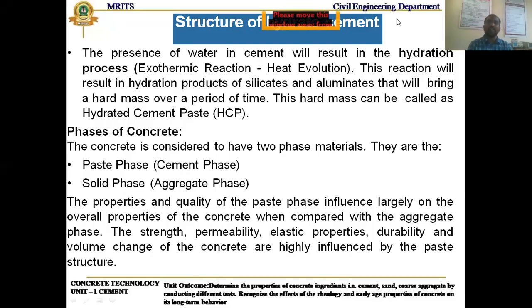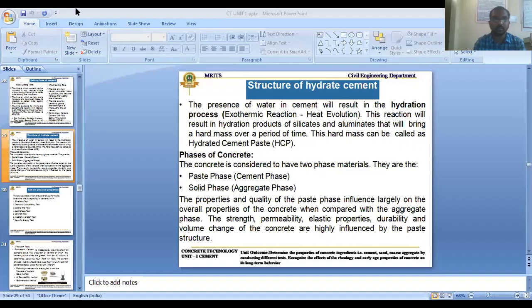So, the structure of hydrated cement. We were discussing the structure of hydrated cement. The presence of water, or the addition of water, in the cement results in the liberation of heat. That liberation of heat is an exothermic reaction, where the heat is evolved outside.